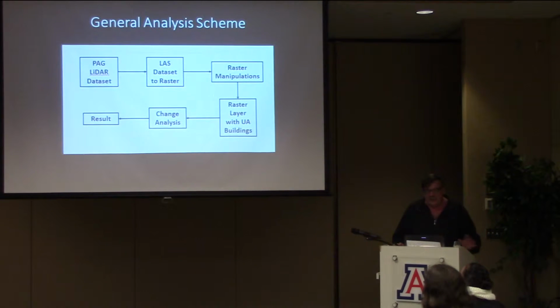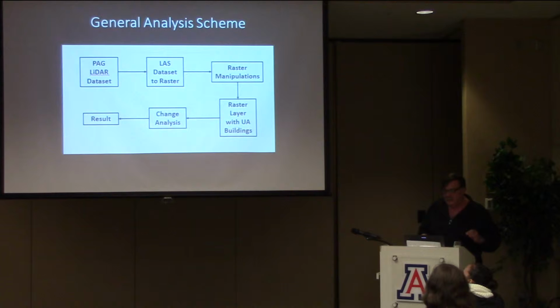The first thing I did was I took the PAG LiDAR data set, which is all LAS data, in the LAS file, and I converted this in ArcGIS to a raster. And then from here on out, I was working with traditional raster data. And I did the series of raster manipulations that I needed to get to based on the different return types, and came up with a raster for the University of Arizona buildings in 2005 and a raster for the University of Arizona buildings in 2008. And then I did a change analysis to determine what buildings had changed.